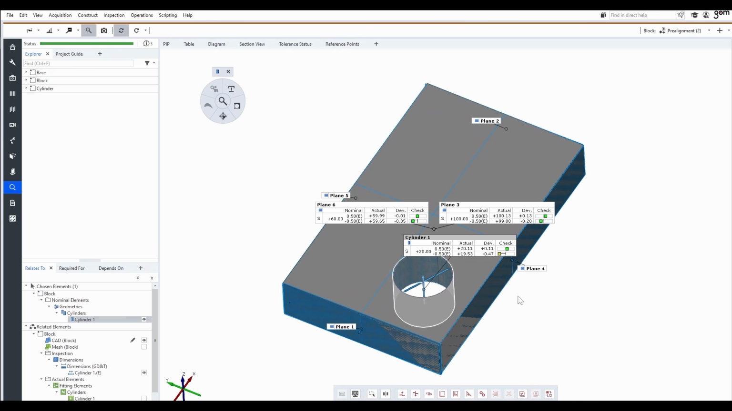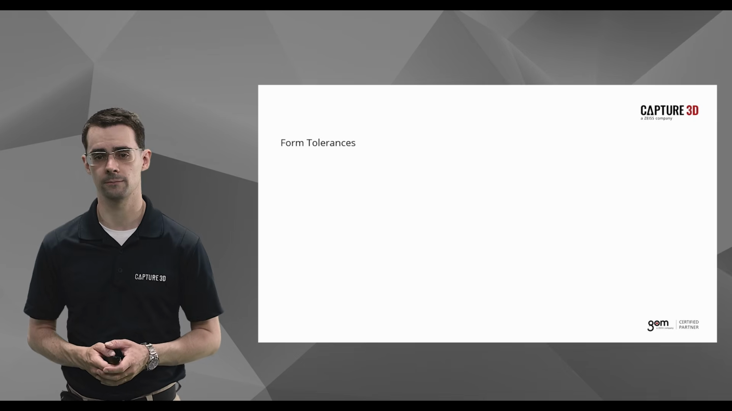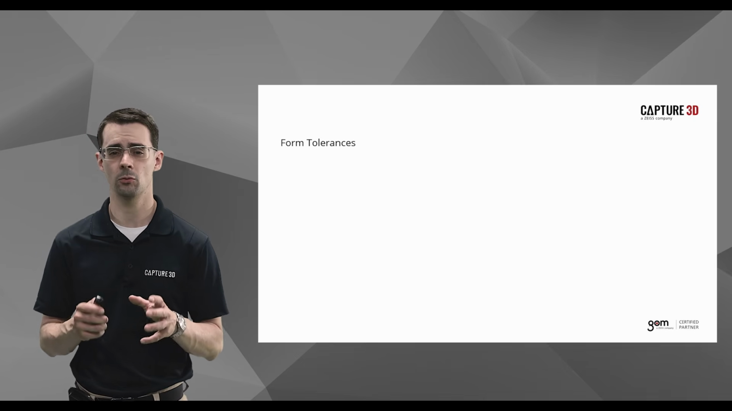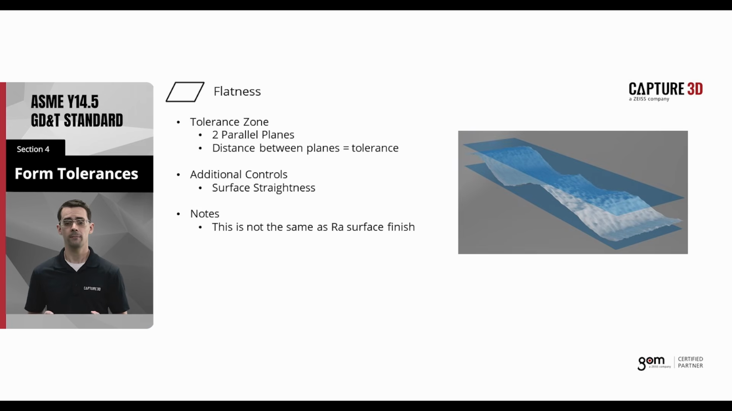Back to the presentation. Now we're going to talk in a little bit of detail about form tolerances. There are a few form tolerances that will help us in our journey to dimension the gray block. Our gray block makes contact with the green block on 3 sides, and we don't want there to be a gap between them. One way we could control this is to apply a flatness check to these surfaces.